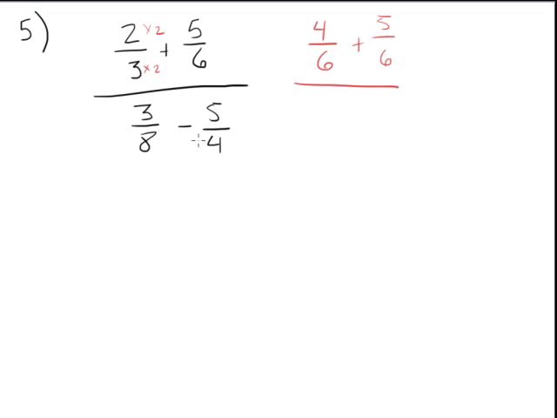Then the bottom here, I have an 8 and 4. Common denominator is 8, so I'm going to times this by 2 and this by 2. So I'm going to have 3 over 8 minus 10 over 8.